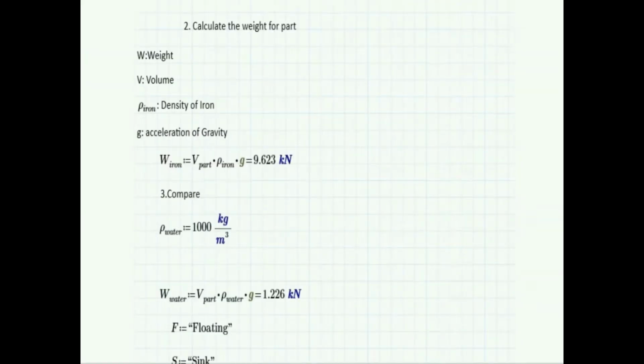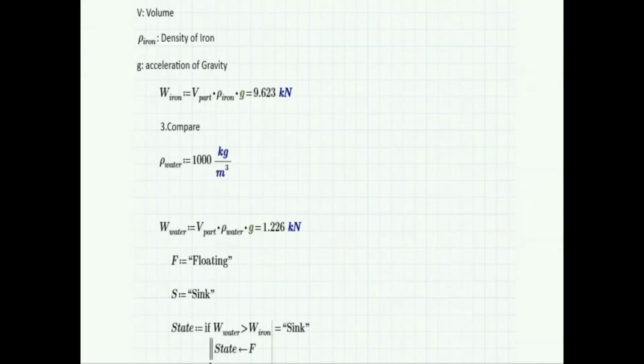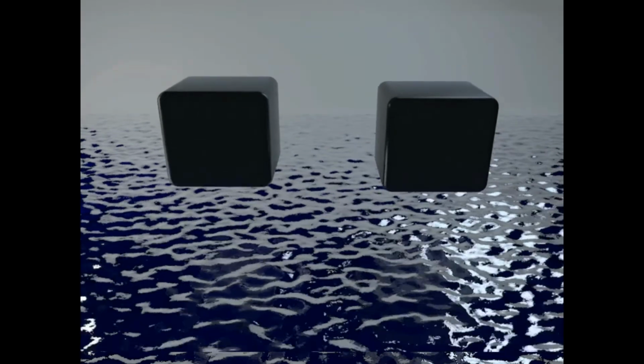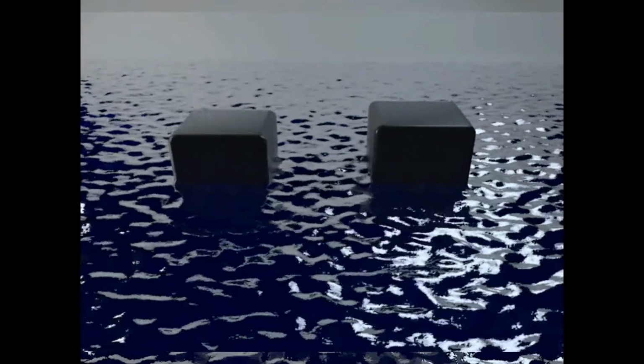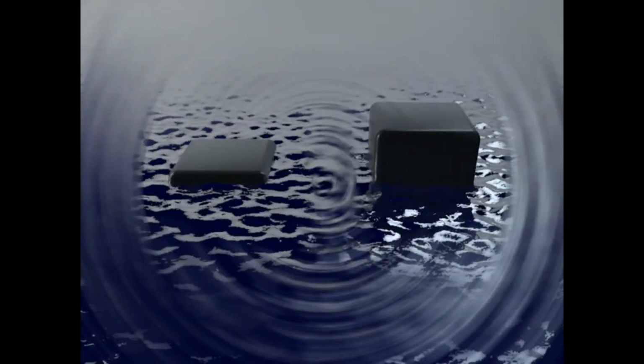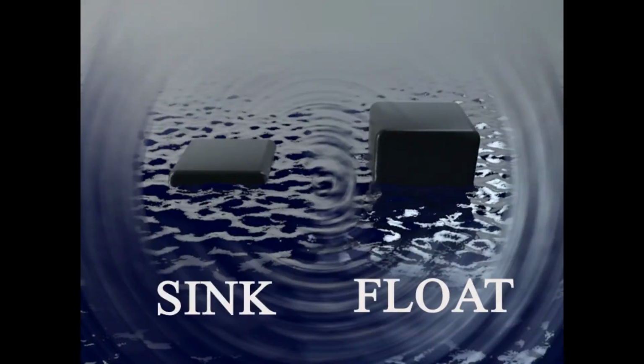In this result the cube will sink. Let's go check it. What is wrong here? The two cubes have the same properties, but one is floating and the other is sinking. What is the magic in here?